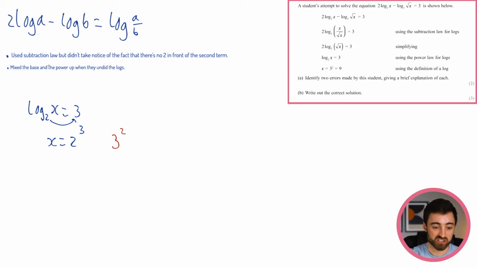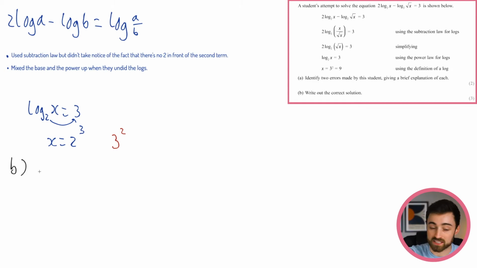I assume that we're now just going to have to do it correctly. Write out the correct solution. Okay, so let's do this properly, right? So we start out, their first line is cool, they just copy the equation out. The next thing that I would do is, before using this subtraction, let's get the 2 as a power of x, because then I'm just going to have no numbers in front of the logs.